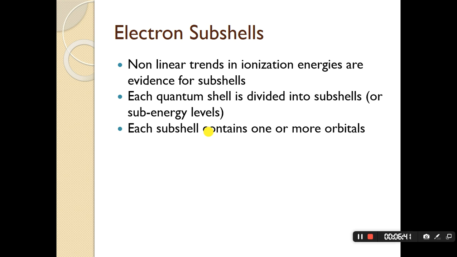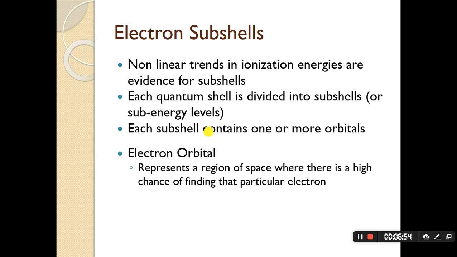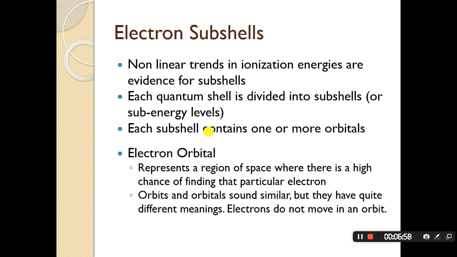Subshells are energy levels, and like I said, any orbital that you look at will belong to a particular subshell, and the orbital is a region of space where there is a high chance of finding a particular electron. And we clarified that orbit and orbital are two very different terms with very different meanings, and we should take care to not confuse the two.